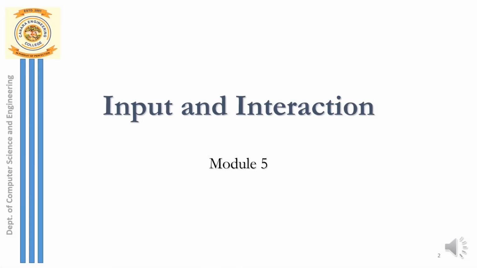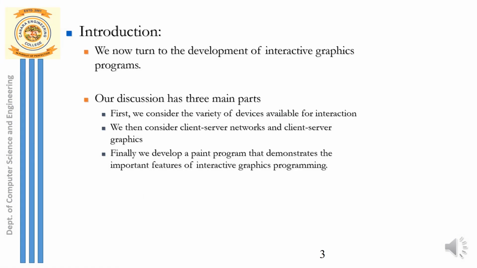Let us begin with the discussion of input and interaction, which is nothing but our module 5 as per the syllabus. What exactly is input and interaction? Here there are two separate words specified. One is input and the other one is interaction. So, what is an interaction here? Interaction is between the user and the graphics. So here we as a user, we interact with the graphics.